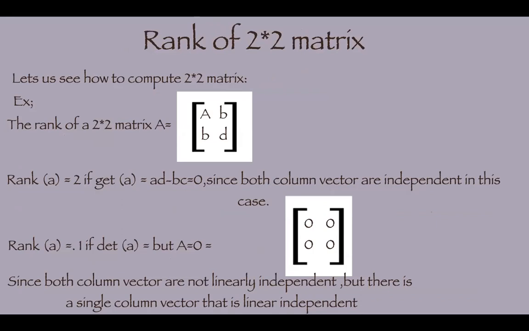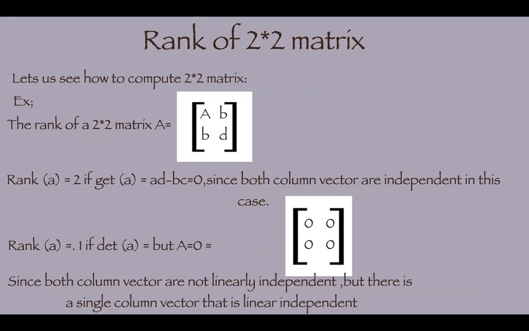Rank of a 2 by 2 matrix. Let us see how to compute the rank of a 2 by 2 matrix. For the given matrix with entries A, B, C, D, the rank of A is equal to 2 if det A, which is AD minus BC, is not equal to 0. Sorry, by mistake I have written equal to; you can change it there. Since both column vectors are independent in this case.